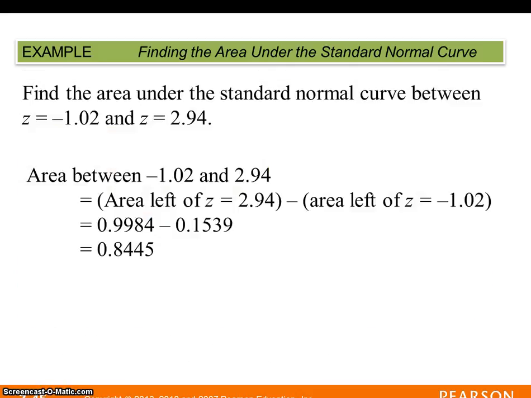Right? Let's say you want to find the area underneath the standard curve between a z-score of negative 1.02 and z of 2.94. So what you'd have to do is find the area to the left of 2.94 and subtract the area to the left of negative 1.02. Right, so if you look those areas up, you'll get that, and then just subtract, and that should give you the area between the two.